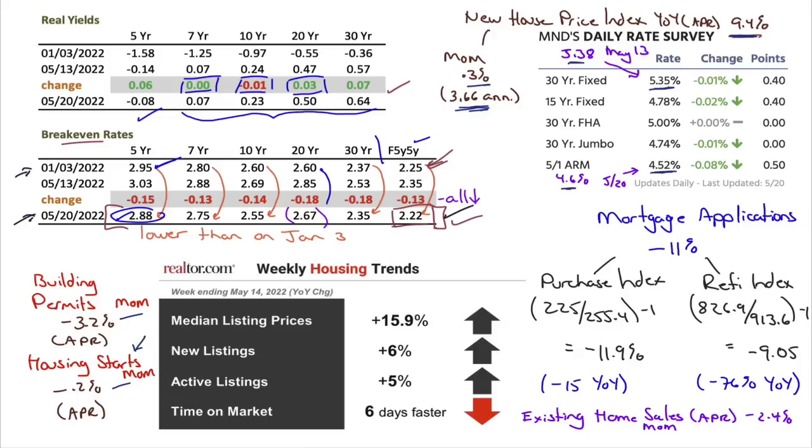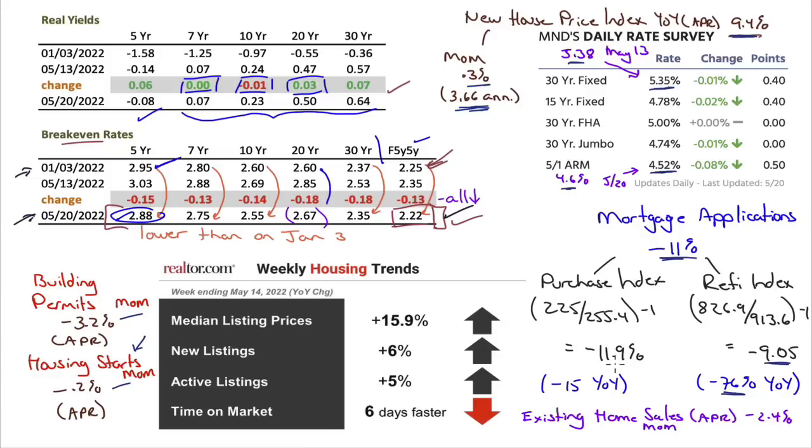Mortgage applications, there's no good spin on this, down 11%. The refi index we would expect to be down, and it's down 9.05% week over week, down 76% year over year, and that would make sense because mortgage rates are up about 200 basis points year over year. You're not refinancing at a mortgage rate that's 200 basis points higher than what you have. That makes a lot of sense.